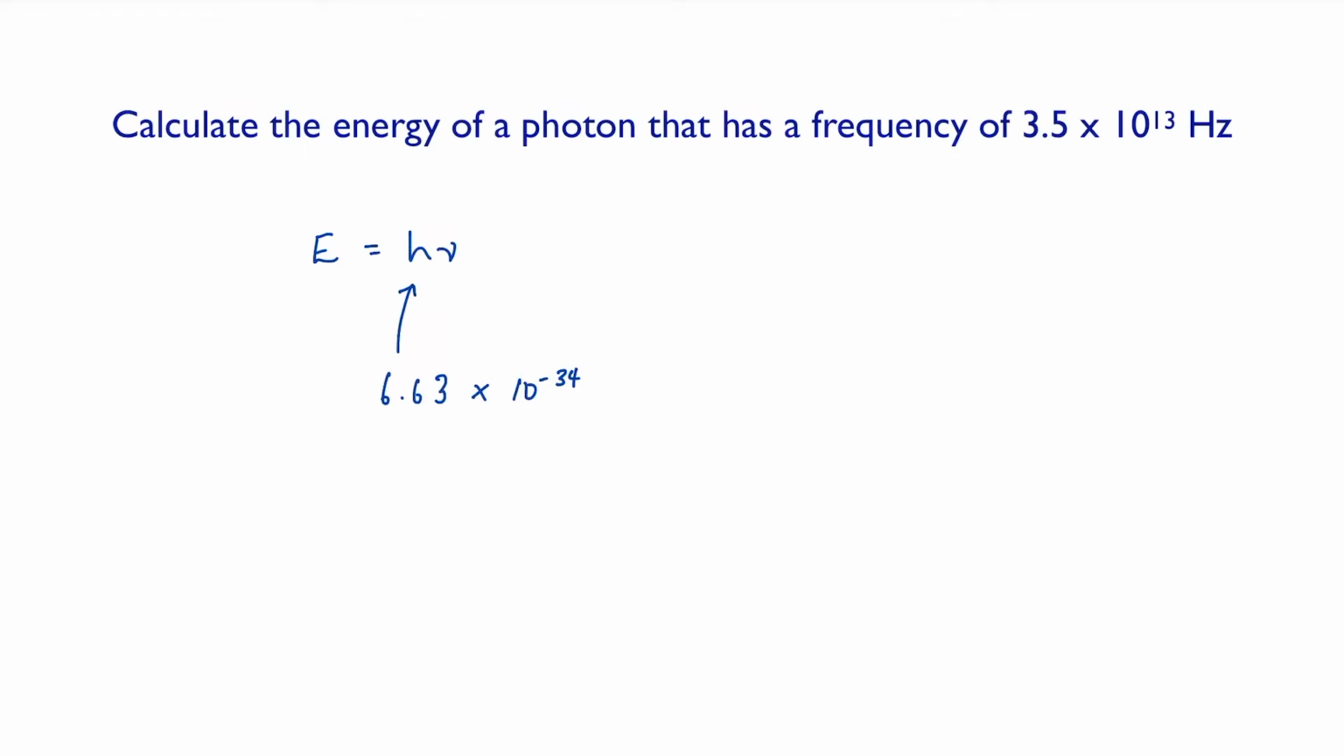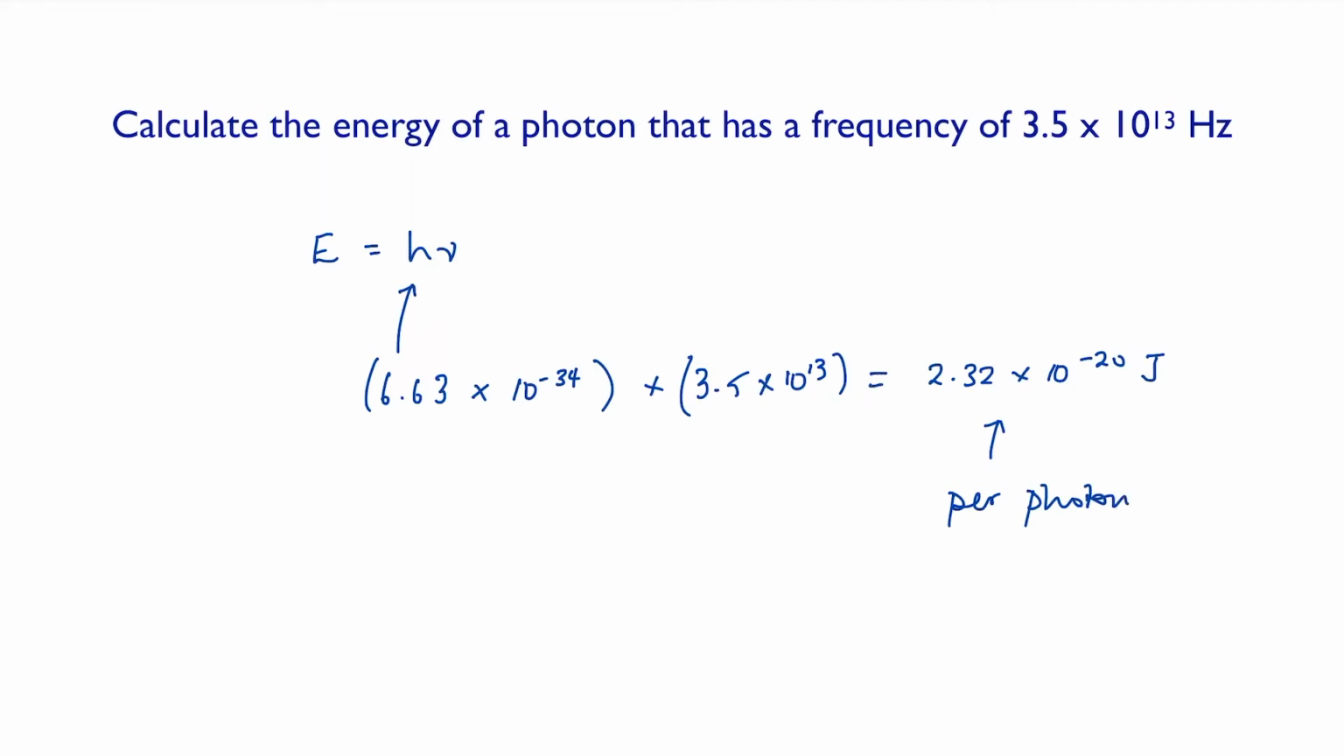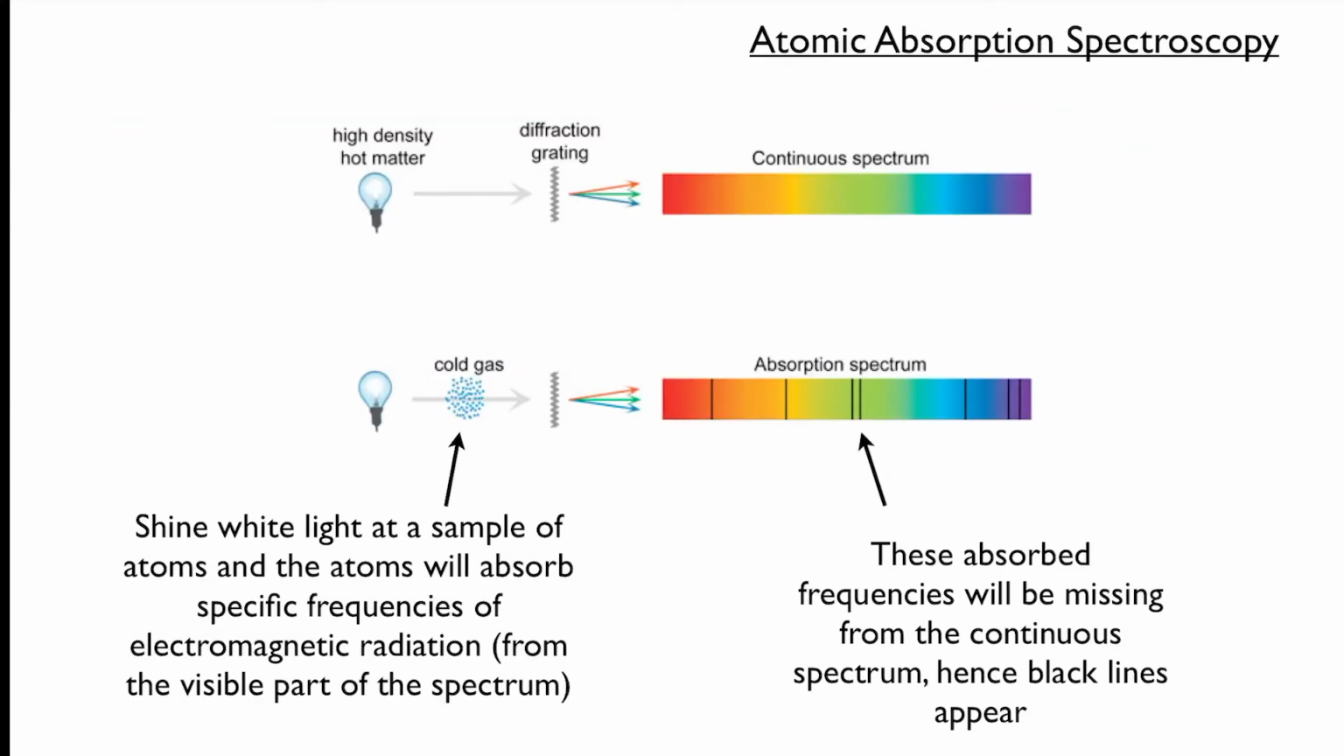And we just need to multiply these two numbers together, so it's going to be that times 3.5 times 10 to the 13. Multiply those two together, and we get 2.32 times 10 to the minus 20 joules. And this is the energy per single photon. I'm making that clear because quite often questions are phrased in a way that ask you to calculate the energy for a mole, in which case you'd need to multiply up by Avogadro's number. And if they wanted the answer in kilojoules, then we would need to divide by 1,000.